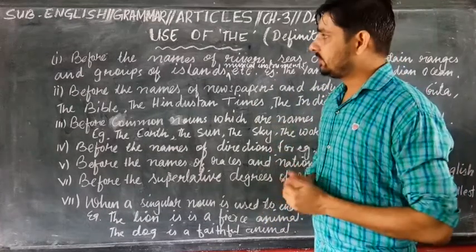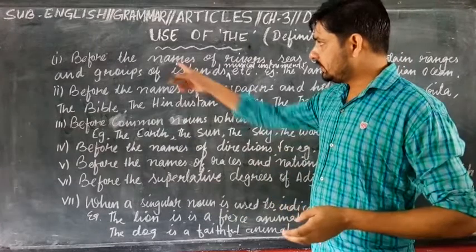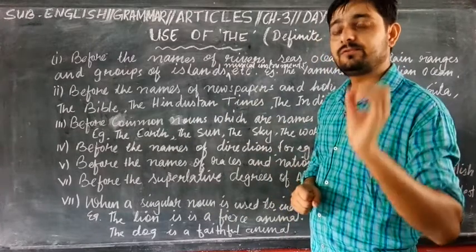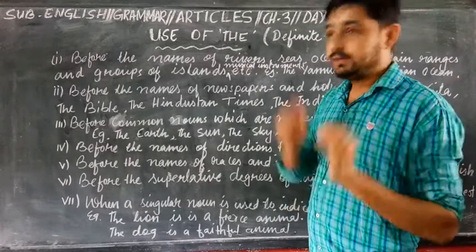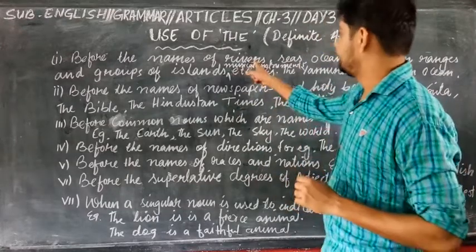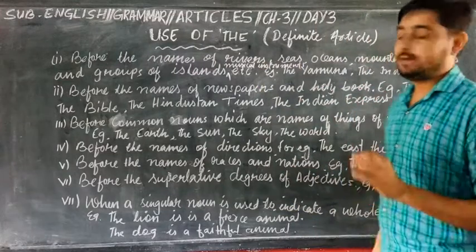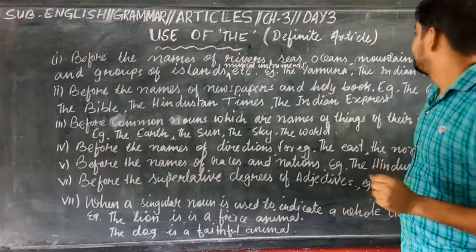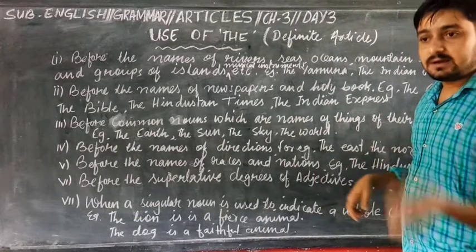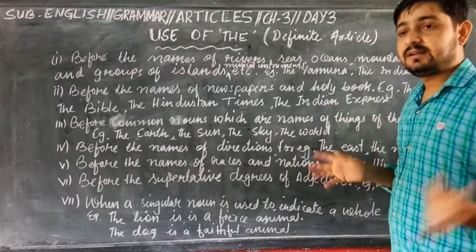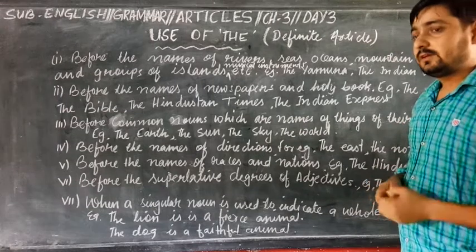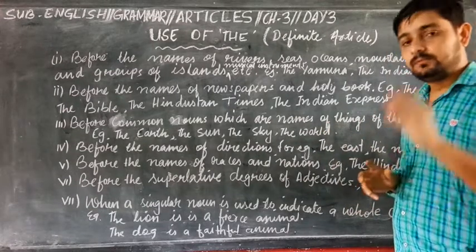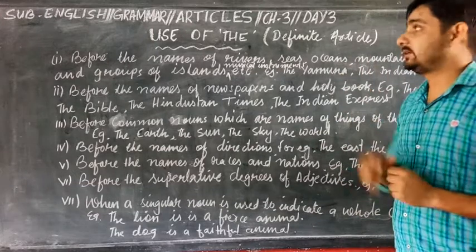The first point: before the names of rivers, we have to use "the". That is very important, you must remember that. Examples are given: the Yamuna, the Ganga, the Brahmaputra, the Indus. These are the names of rivers. So before the name of these rivers, always you put "the".